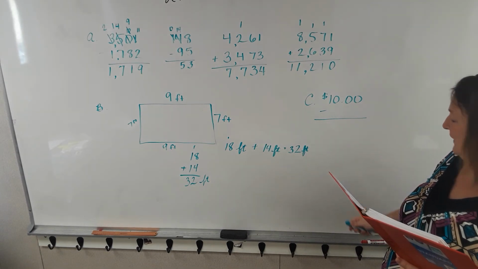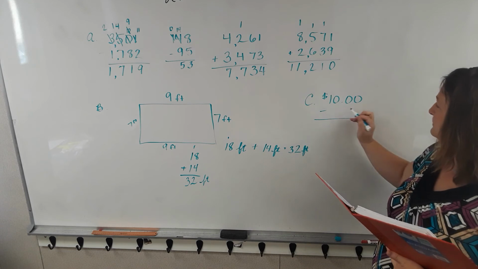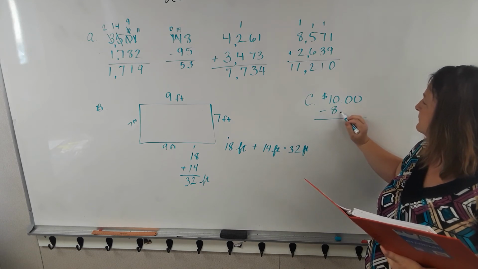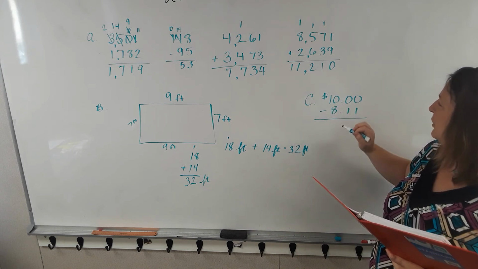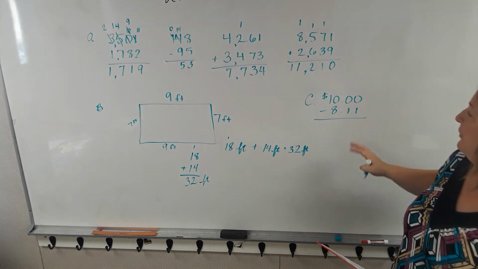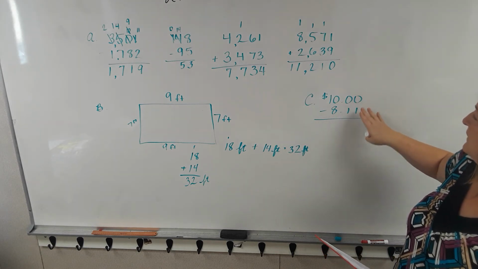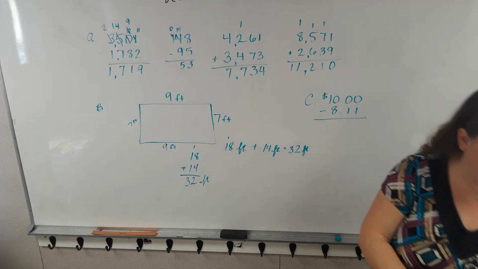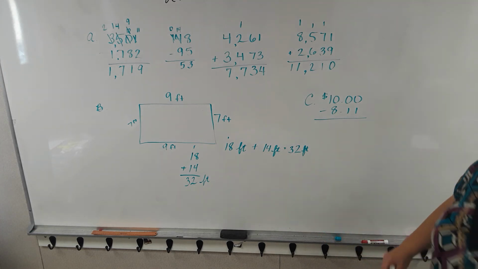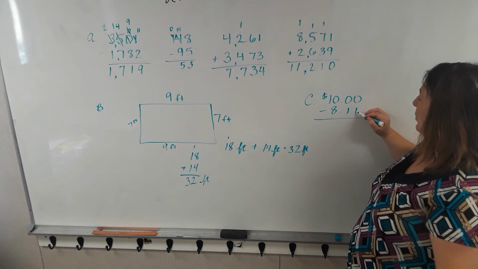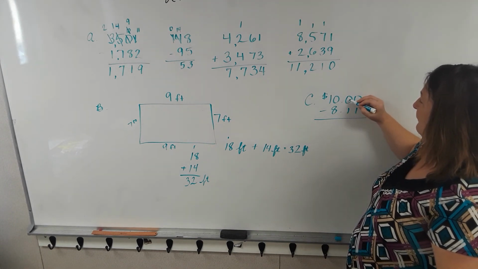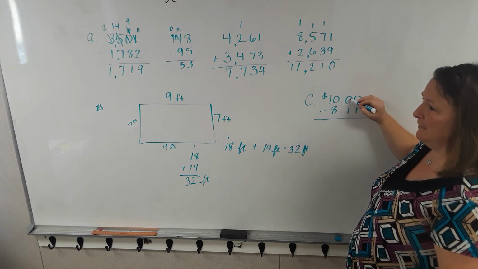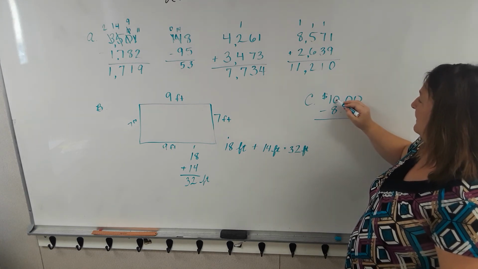So the snacks cost $8.11. Dad gave the clerk $10. So we need to do $10 minus $8.11 to find out how much change should be received. 0 minus 1, we can't do that. We have to borrow from the neighbor. We can't borrow from this neighbor.